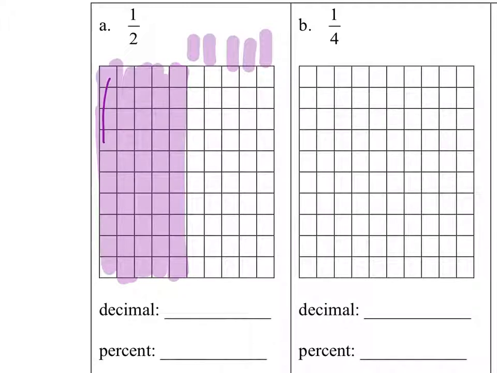So the decimal value on this would be 0.5. Now if you wanted to show it as 0.50, that's okay, because we have 100 parts and 50 of them are shaded. So that'd be 50 hundredths. And then as a percent, this would be 50%.